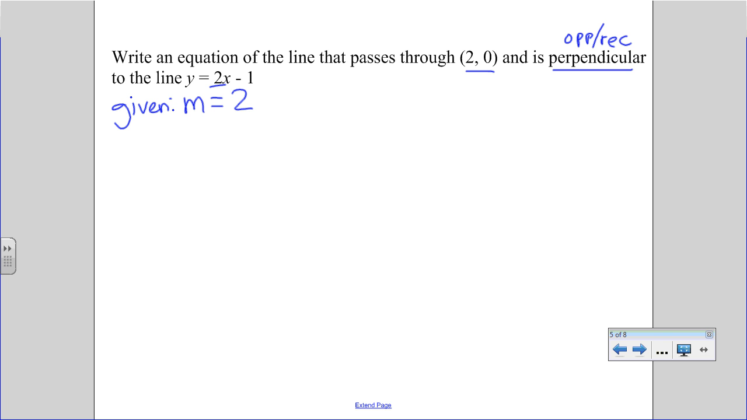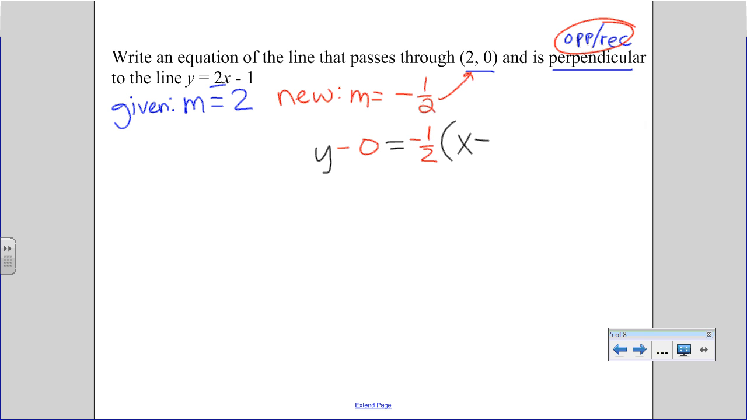All right. My new slope has to be opposite reciprocals. So my new slope, I'm going to have an m is equal to negative. Opposite means one is positive, one is negative, and reciprocal. So my new slope is negative 1/2, and I'm going to go through that point. So that's what point slope is going to use. I'm going to have y minus 0 is equal to m, so negative 1/2 times x minus, and then my x value is 2.